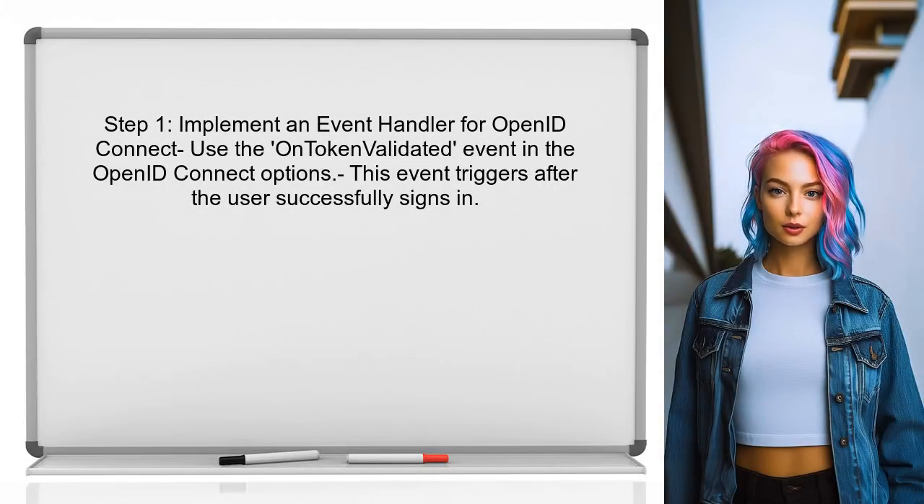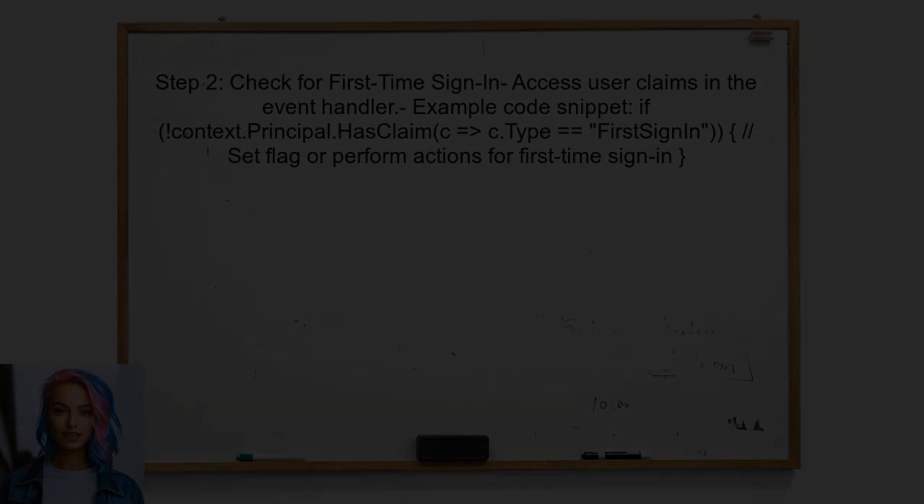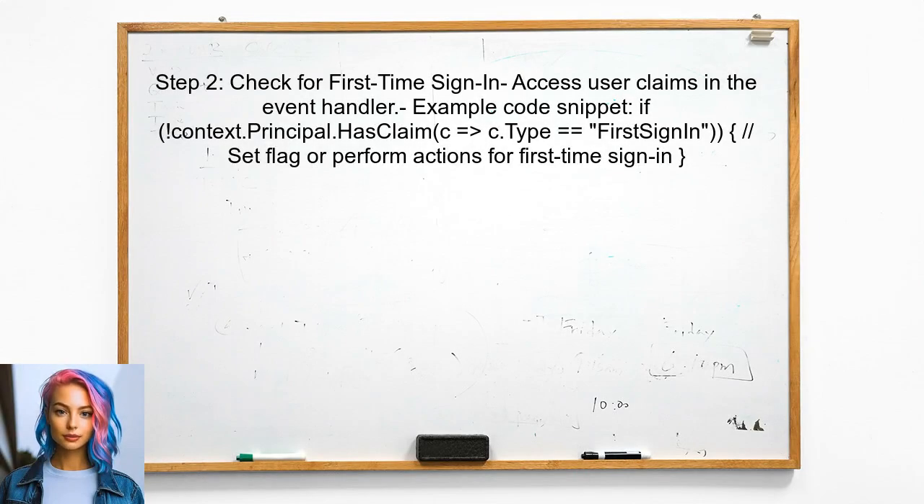To begin solving this issue, the user should implement an event handler for the OpenID Connect authentication events. This allows them to run custom code after a successful sign-in. Next, the user can check if this is the user's first sign-in. They can do this by accessing the user claims and setting a flag accordingly.